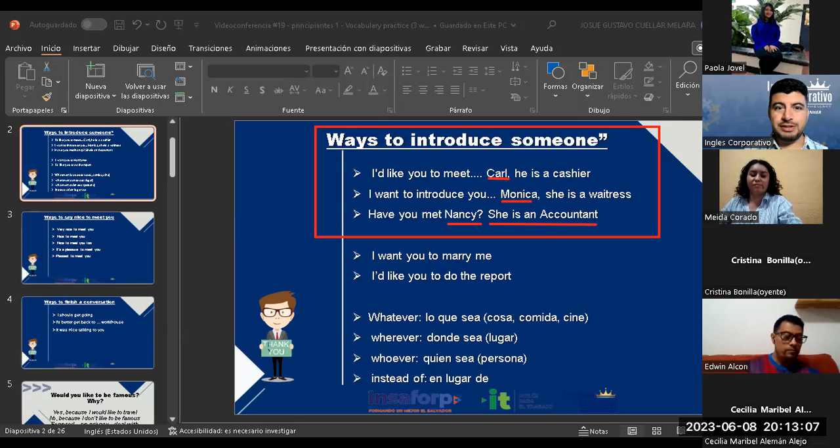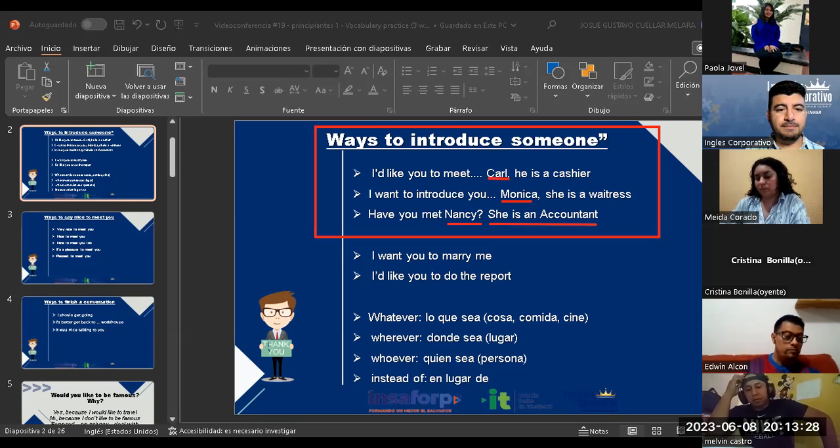A doctor, good example. Solo que sería have you met, porque meet es presente, met es pasado. Como, ¿ya conocías a Amanda? Okay, good for Amanda. Okay, Melvin. Hello there. Hello, good evening, teacher. Good evening. Have you met Roberto? He's a mechanic. Okay. He's a mechanic. Very nice for Roberto.